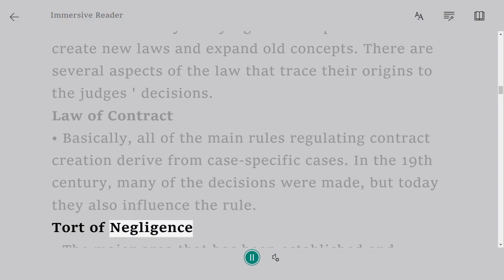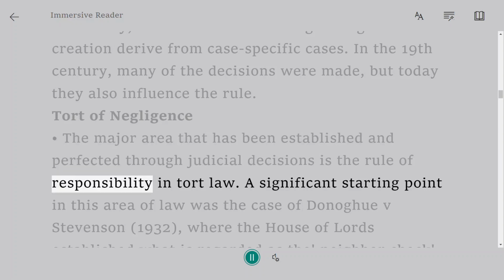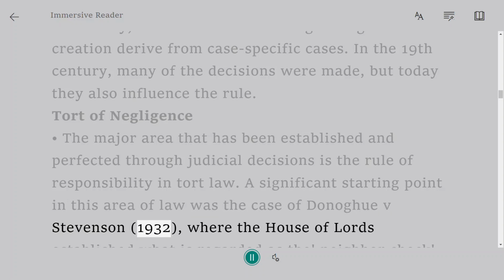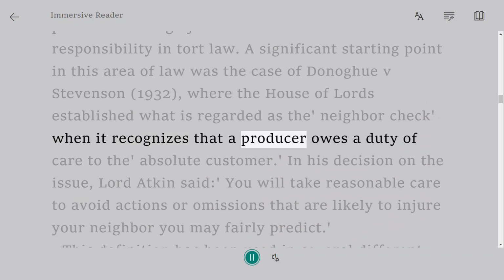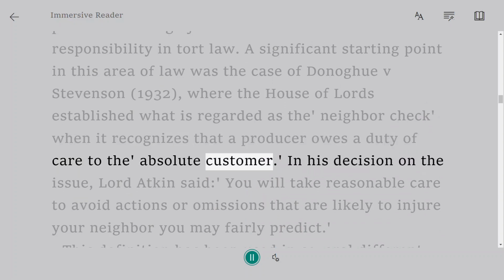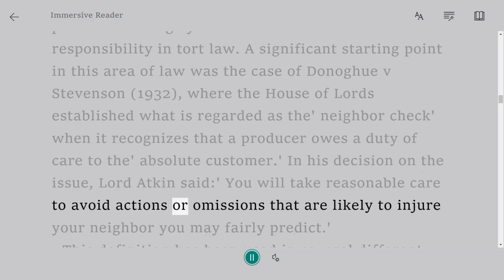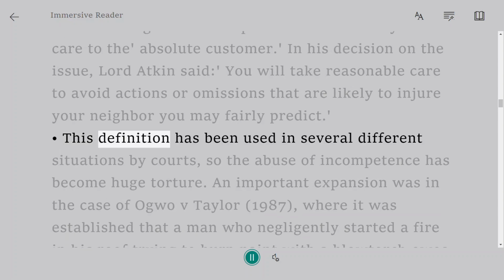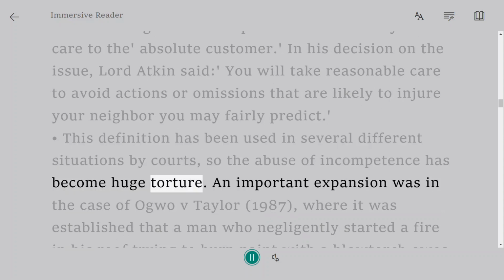Tort of negligence. The major area that has been established and perfected through judicial decisions is the rule of responsibility in tort law. A significant starting point in this area of law was the case of Donoghue v. Stevenson, 1932, where the House of Lords established what is regarded as the neighbor test when it recognized that a producer owes a duty of care to the ultimate consumer. In his decision on the issue, Lord Atkin said, "You will take reasonable care to avoid actions or omissions that are likely to injure your neighbor, whom you can fairly predict." This definition has been used in several different situations by courts, so negligence has become a huge tort.